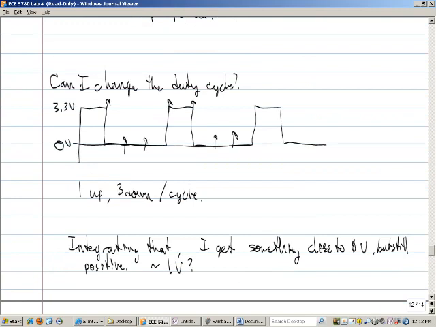What do you do when you integrate this wave right here, where you got 1 up, 3 down? What's the average value of that? You're telling me it's a third. It'll be a fourth, 0.25. A fourth of 3.3. What's 3.3? 3 1/3. What's a third of 3 1/3? 17. Sounds good to me.